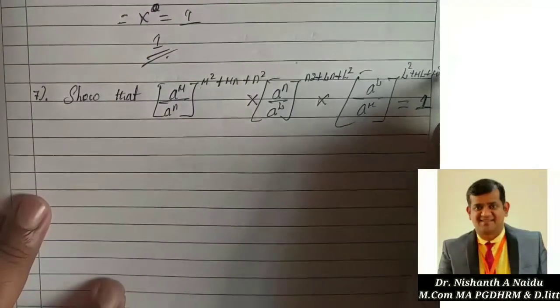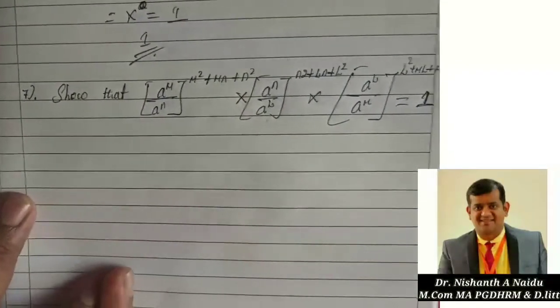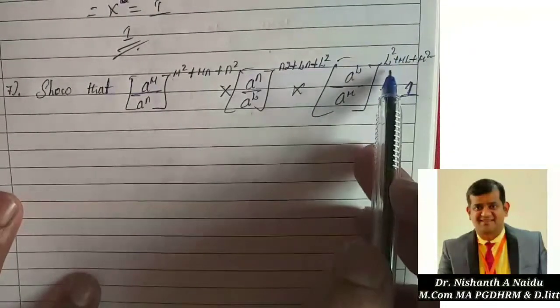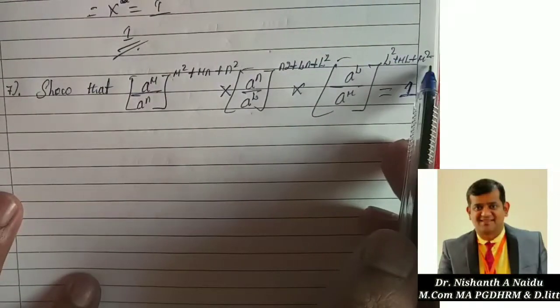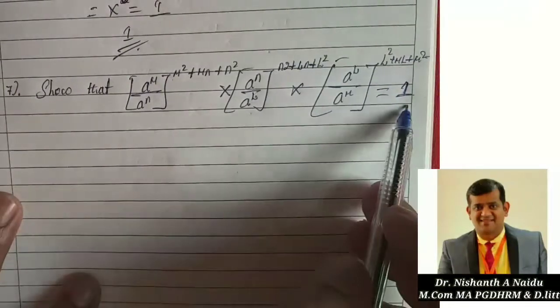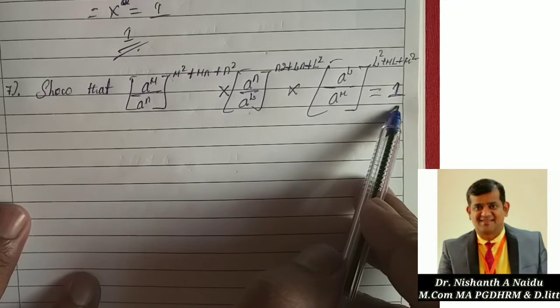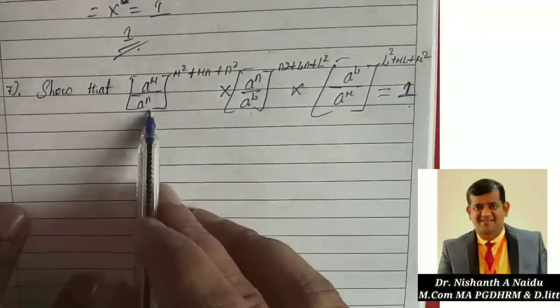M to the power 2 equals 1. So this is the problem. L to the power 2 plus ml plus m to the power 2 equals 1. So this is the problem, so we have to solve this. So which law are we applying over here?